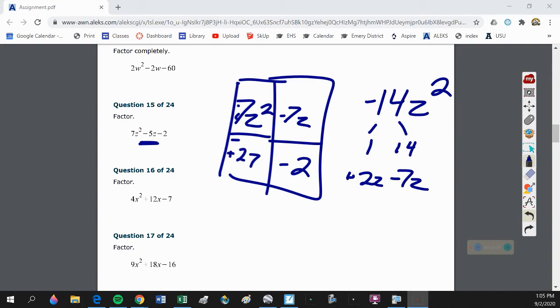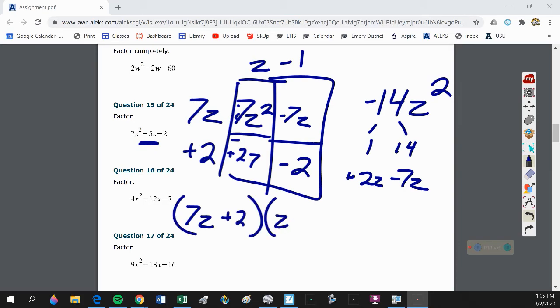And then what does the top row share? 7z. And if I pull out a 7z, I get z minus 1. And then if I pull a z out of this, I get plus 2. And my factors are 7z plus 2 and z minus 1. And that is so much easier than the way I learned that when I was in high school.